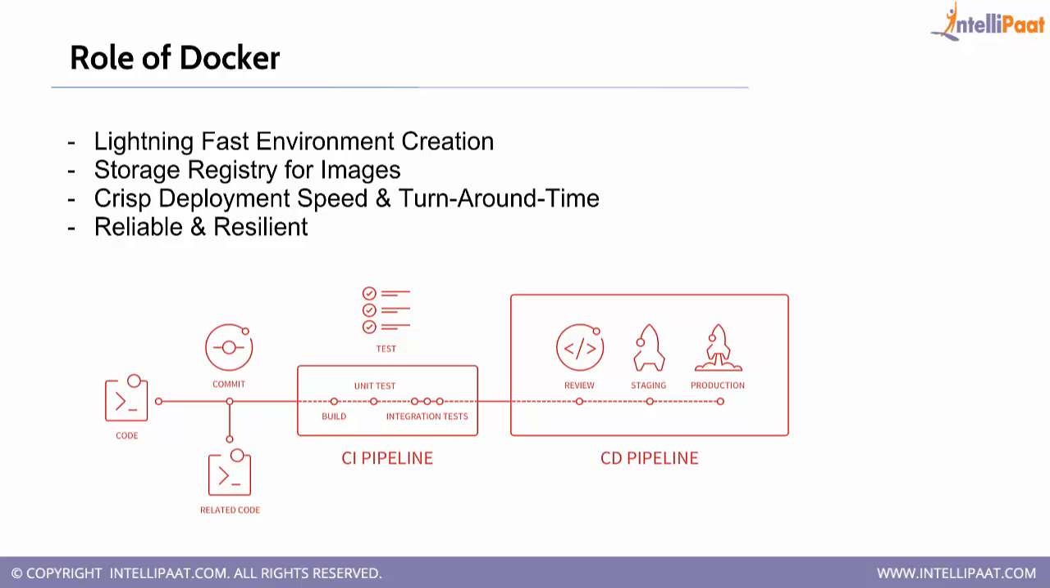And the deployment speed is crisp, and as a result we have a very low turnaround time. If you have any issues with your current environment, you can just dispose it and run an entirely new environment in a matter of a few seconds. And finally, Docker is very reliable and resilient. It doesn't break very easily, and it will give you less trouble. So it's a way to replicate the entire production environment very fast and very reliably.